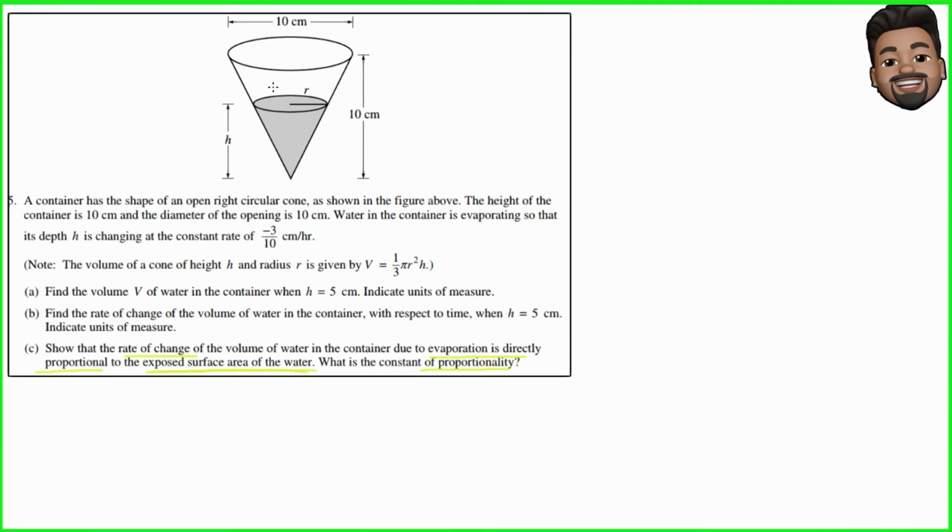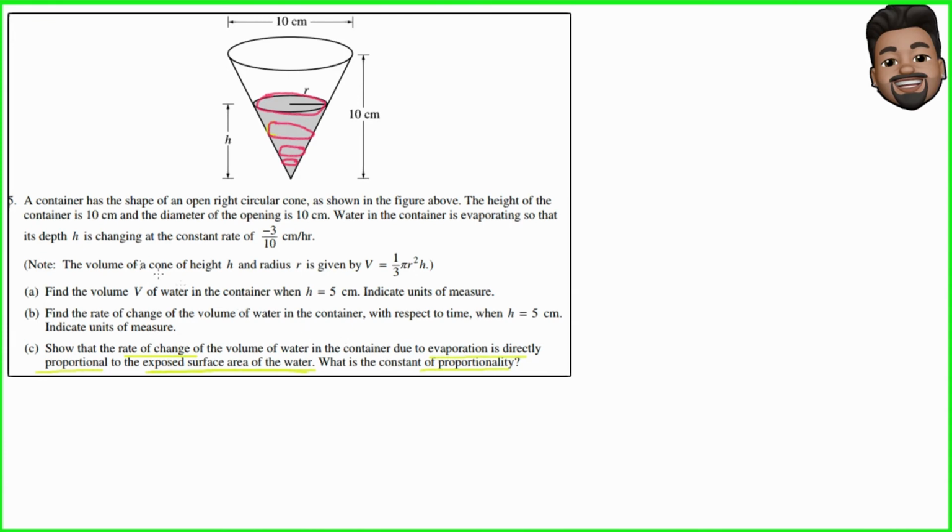I'm basically telling you, if the volume of this water is decreasing, the surface area of this cone, the surface area right here, is also going to decrease. They're proportional to each other. If the rate of change of the volume decreases, then the surface area has to decrease as well. That's what proportional means, that they're directly connected to each other.